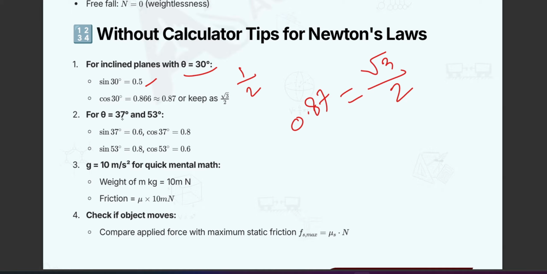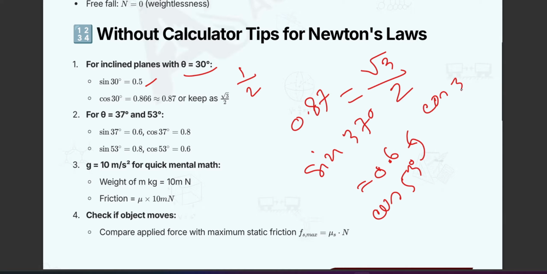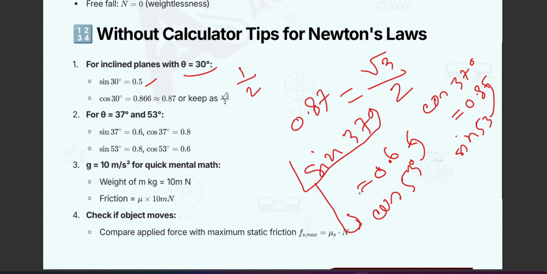And here, for theta equal to 37 degrees and 53 degrees: sin 37 degrees is equivalent to 0.6. Also you can write cos 53, which is also 0.6. And you can write cos 37 degrees, which is equivalent to 0.8, and which is also equivalent to sin 53 degrees, which is also 0.8. So remember, sin 37 and cos 53 both are the same, cos 37 and sin 53 both are the same.